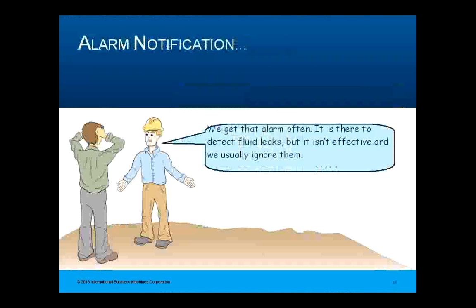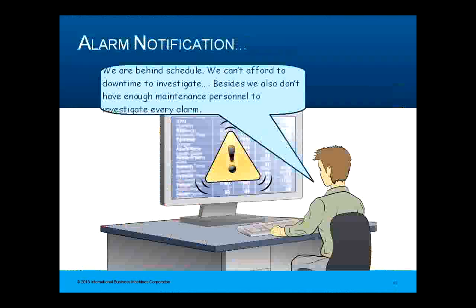In this case, this hydraulic alarm is something that comes in quite often, and they most often ignore it because if there really is an issue related to fluid, such as a fluid leak, it's a little bit easier to detect, and so they usually ignore the hydraulic pressure alarm. They know that they would get behind schedule if they had to look at and investigate each one of these alarms. They don't have enough maintenance personnel to look at them anyway. Secondly, if those assets were brought down for maintenance, that would have downstream impacts.